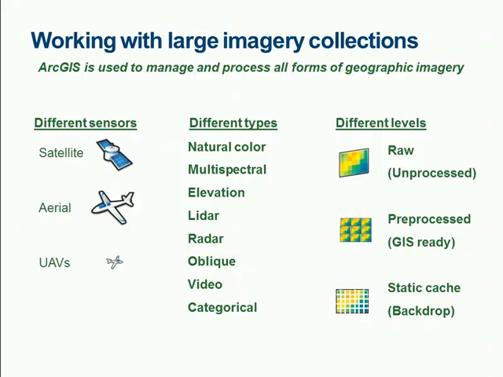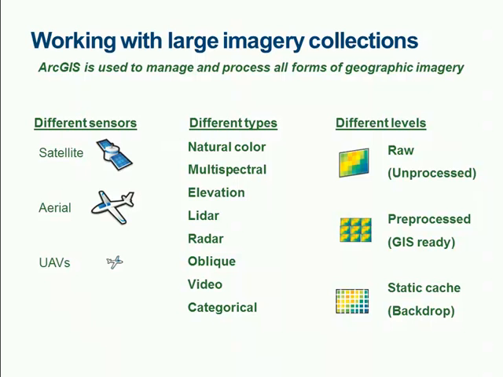The imagery also can arrive in various different processing states, either raw data direct from a satellite or aerial camera, processed data that may already be orthorectified, or the static image cache that we've discussed.